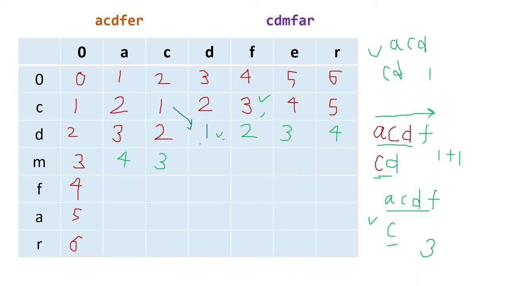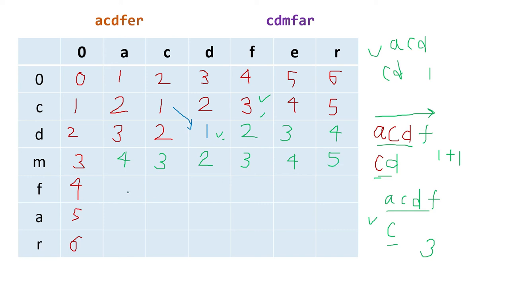Between M and D, minimum is 1, so we have to take 1 plus 1, 2. Here F and M is not same, so it will be 3. Here M and E is not same, so it will be 4. And here, what is the result? M and R is not same, so it will be 5.